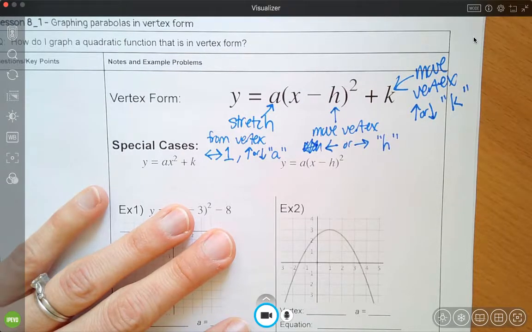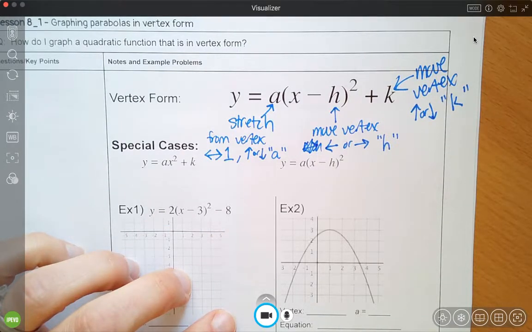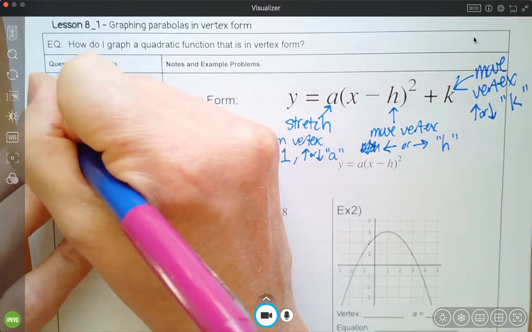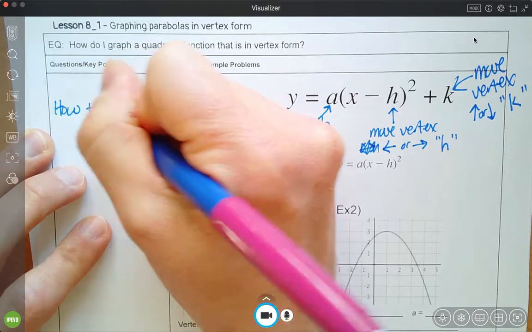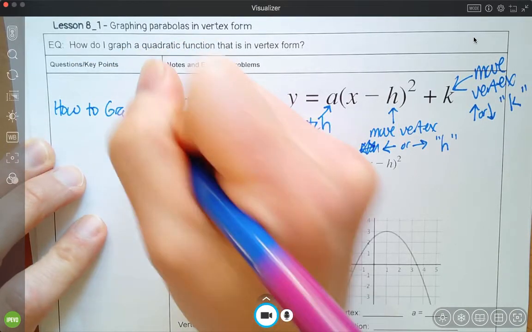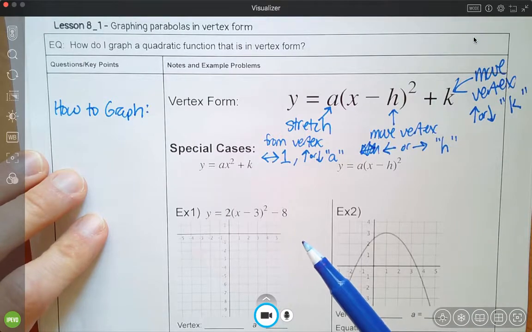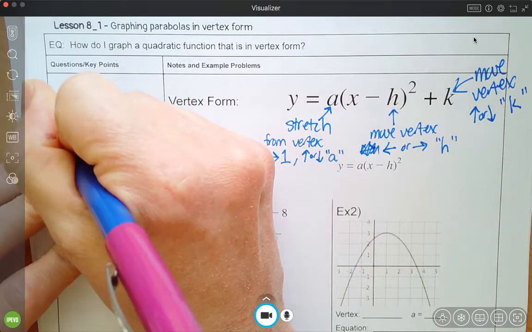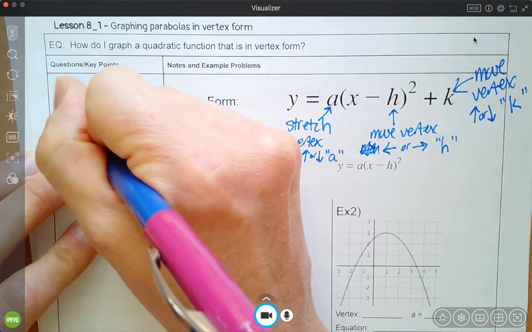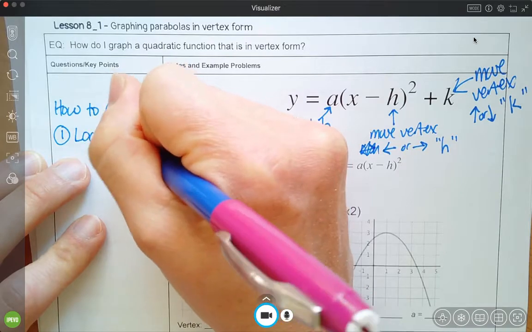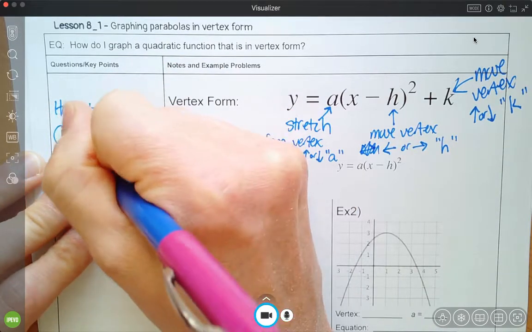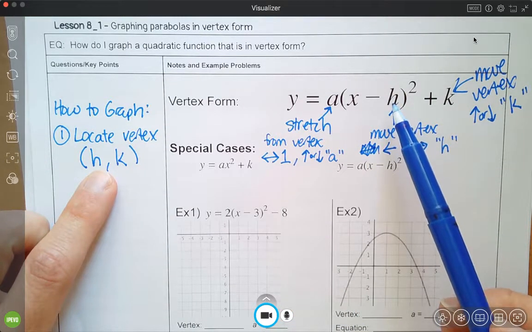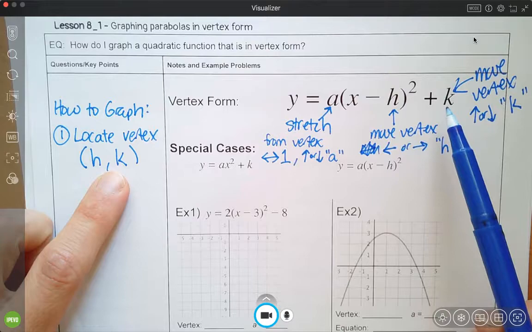So when we have an equation in this form, the first thing we're going to do is locate the vertex. And so I want you to write over here how to graph. And again, if you don't have this page, then I'm probably going too fast for you because you have to get all this other stuff down. So feel free to pause the video whenever you need to. So step one is to locate the vertex at h, comma, k. Okay? This will be the x-coordinate of your vertex. This will be the y-coordinate of your vertex.